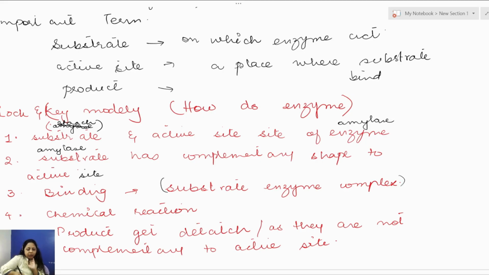A chemical reaction takes place, and what products are produced? Maltose or glucose? Glucose. Glucose is the final product. Maltose is the middle product. Starch is the substrate. So amylase and starch have complementary shape.